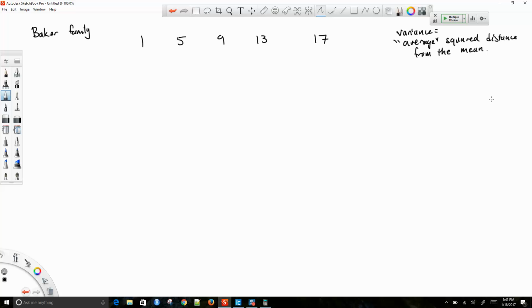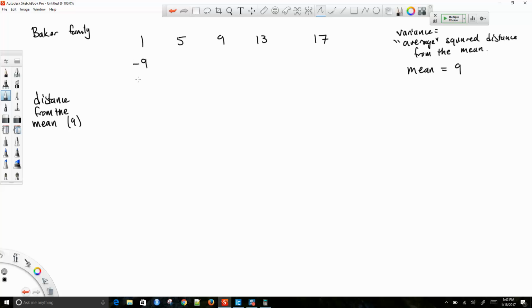Okay, so let's use that to figure this out. We said that the mean age is equal to 9, and if you don't believe me, you could add these up and divide by 5 and you'll get 9. So we want to know, what is the distance from the mean 9? How far is 1 away from 9? It's 8 units away.